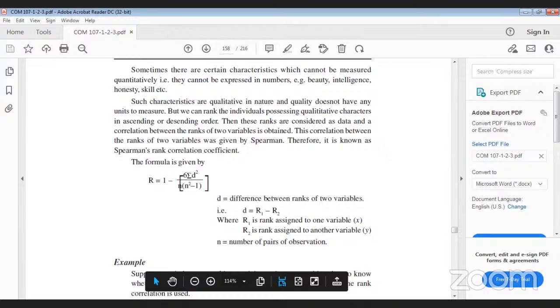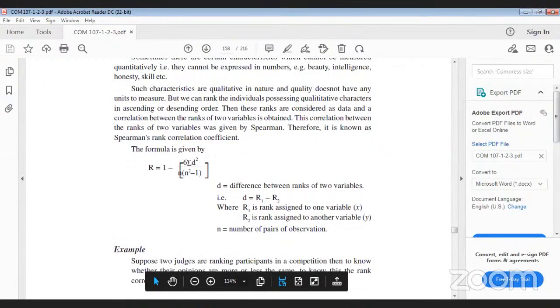Here d means the difference between the ranks of the two variables, that is, d = rank 1 - rank 2, where rank 1 is assigned to one variable x and rank 2 is assigned to another variable y. Here n is the number of pairs of observations. Here is an example given to you.